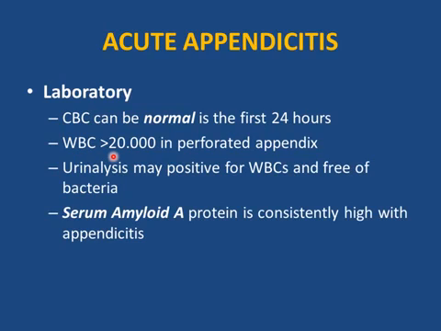White blood cell count can be elevated up to or more than 20,000 in a perforated appendix. Urinalysis also may be positive for white blood cells. So presence of white blood cells in urine does not rule out appendicitis, but the urine will be free of bacteria.